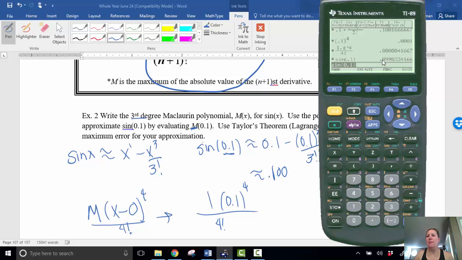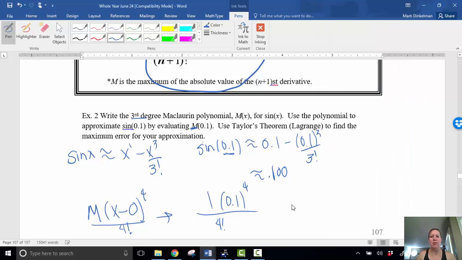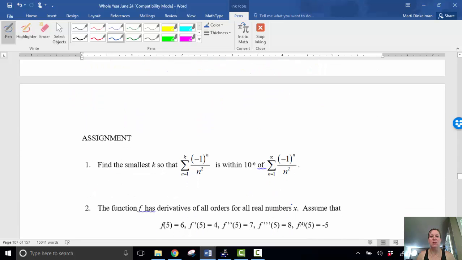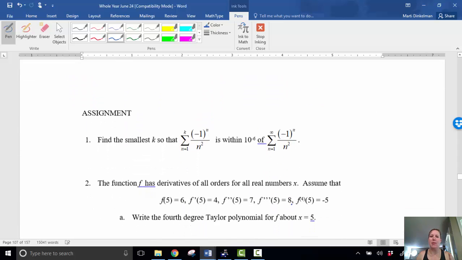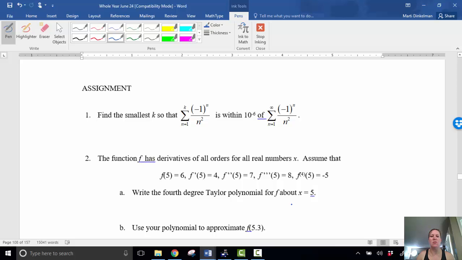So that one, we must be off somewhere in the 5th decimal place. So that's kind of interesting. Anyhow, that's how we calculate the Lagrange error. Again, we will have to do those on the AP exam. I'm almost positive they're going to make us do that.